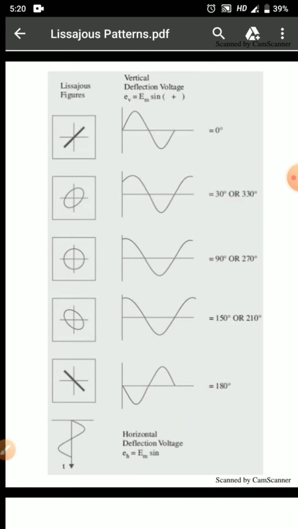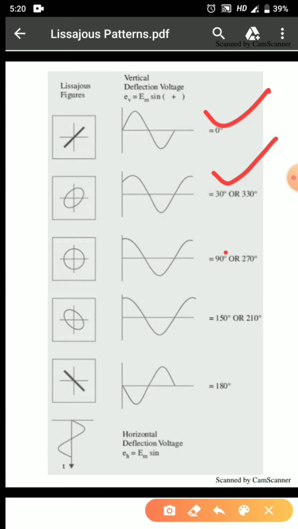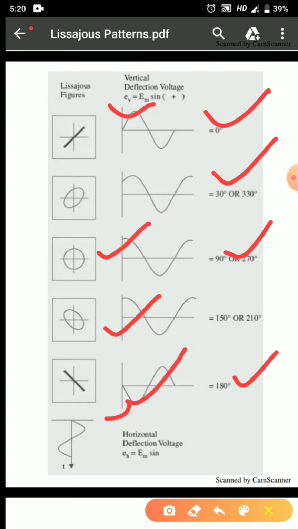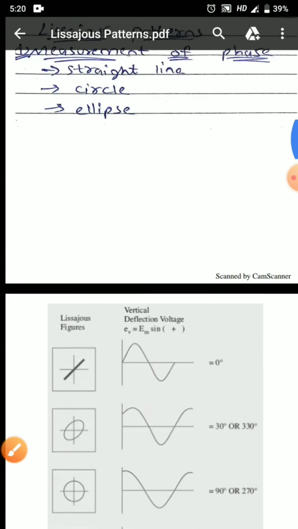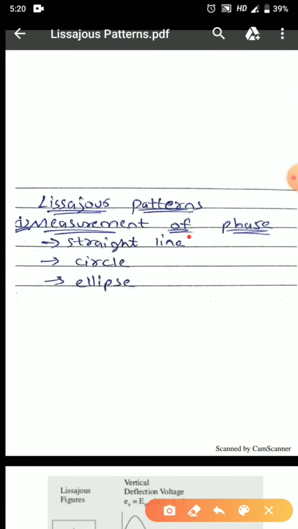So from this diagram it is quite clear that for phase difference of 0 degree, phase difference of 30 degree, that is in between 0 degree and 90 degree, phase difference in between 90 degree and 180 degree, again an ellipse is formed, a circle, straight line. So depending on the measurement of phase, only three different patterns can be formed, that is straight line, circle, ellipse.